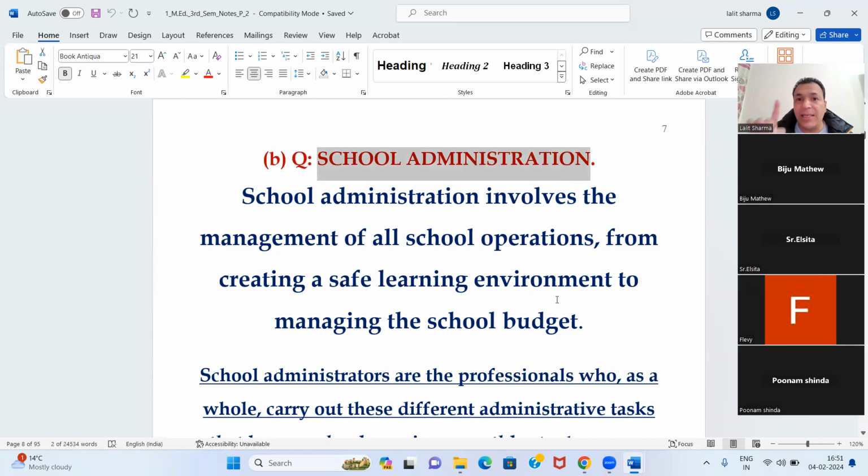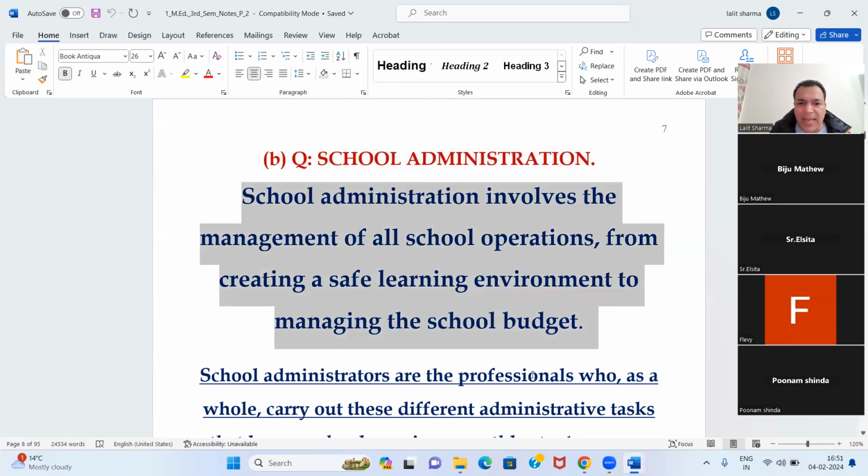Basically, guys, the principal is an administrator in the school. Got it? And the owner of the school is the chairman of the school, if the school is run by a private organization. So we talk about school administration. The principal is the administrator, right? And what are his duties? What is school administration? School administration involves the management of all the school operations, from creating a self-learning environment to managing the school budget.